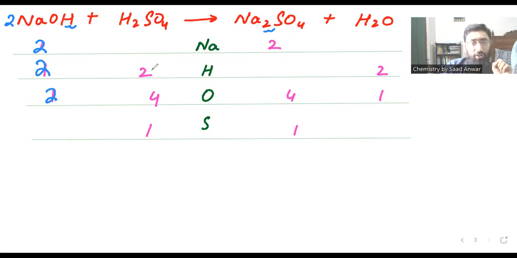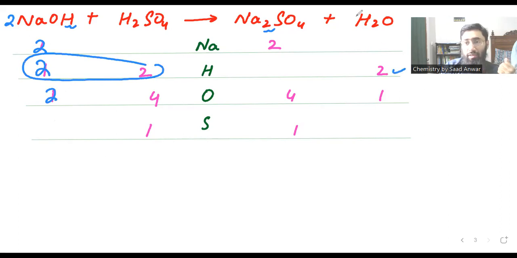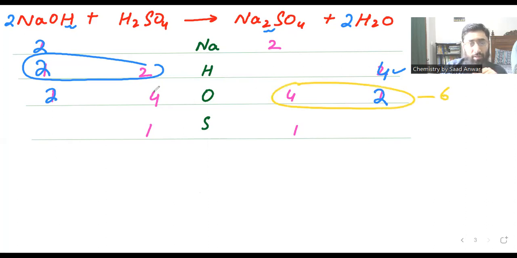Okay, let's see hydrogen. We have 4 hydrogen at the reactant side, but we have 2 hydrogen at the product side. So multiply by 2 here. Now hydrogen is balanced, but now oxygen is changed. We have 2 oxygen here. But oxygen is okay now because 4 plus 2 we have 6 oxygen. Similarly, 4 plus 2 we have 6 oxygen. Sulfur is balanced here.